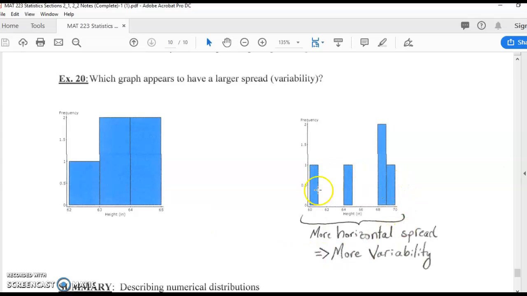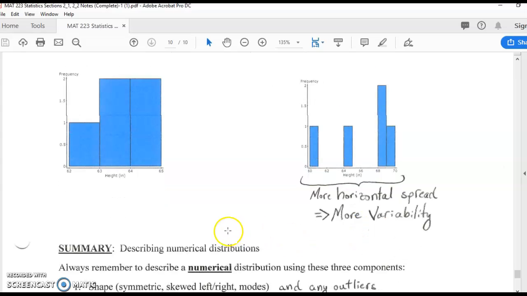Over here, oh, well, wait a minute. Now our range is a little bit more. We got 60 to 70. So this has more horizontal spread. In other words, there's more variability. There's more differences that we see in our data.